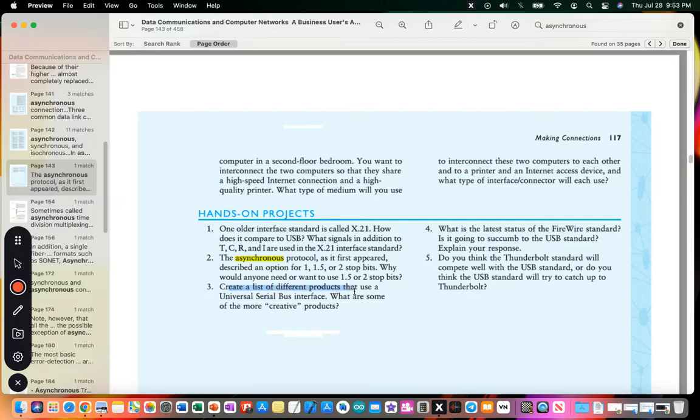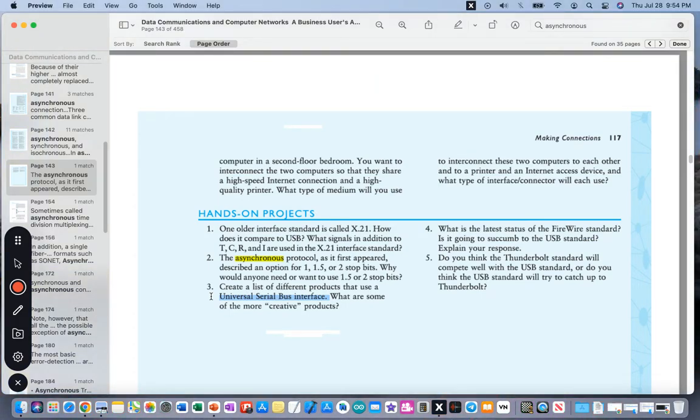Create a list of different products that use a USB interface. A list of different products: printers, plotters, cameras, scanners, lots of products really use the USB. What are some of the more creative products? What is question 4, hands-on project? What is the latest status of the FireWire standard?